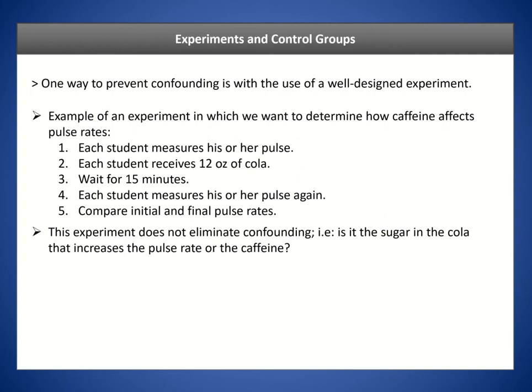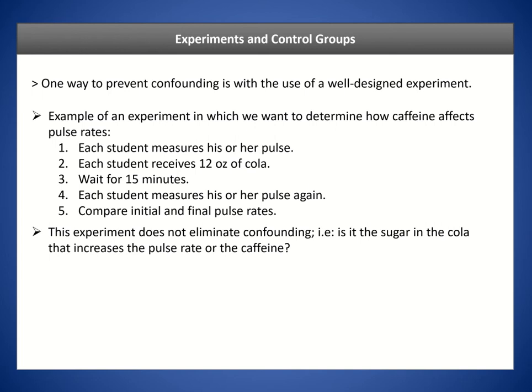So remember that the idea is we want to eliminate confounding. When you're drinking cola, is it the sugar in the cola that caused the increase in the pulse rate, or is it just the caffeine? We want to be able to eliminate this confounding. So what we could do is introduce another group of students, known as a control group, and this is the group in which there's no treatment, right?